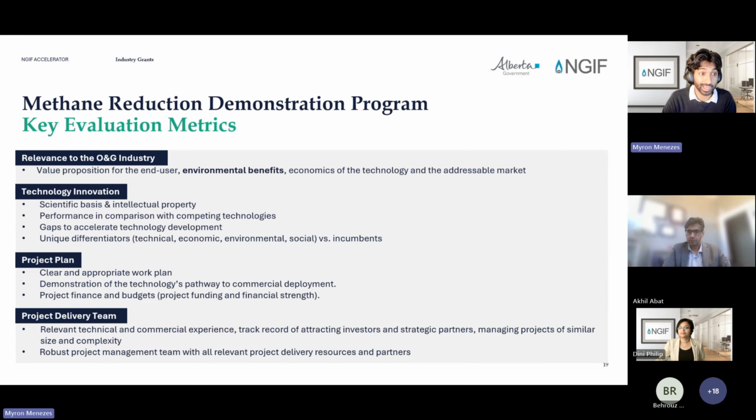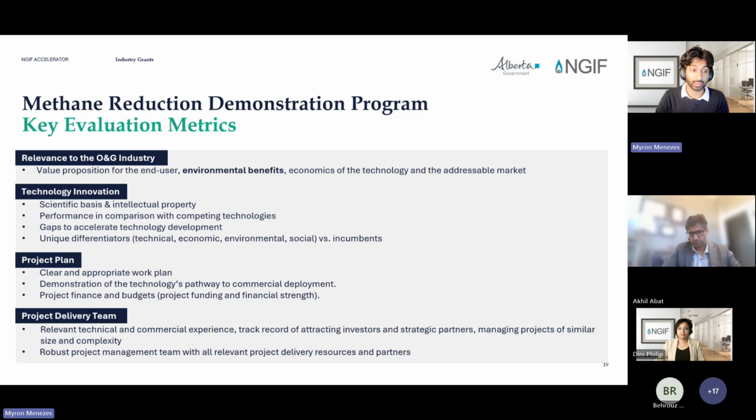A common question I get is how do we evaluate applications? Given that we are industry-driven and market-centric, we look at solutions that have value to the industry today, and that's going to be relevant in the years to come. The first thing we look at is the relevance to the oil and gas industry. So what's the value proposition to the adopter of your technology? What is your greenhouse reduction benefits? What are the economics of the technology looking like in terms of CapEx and OpEx? And are you aware of the addressable market of your solution?